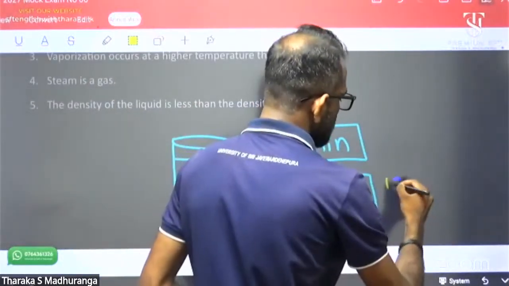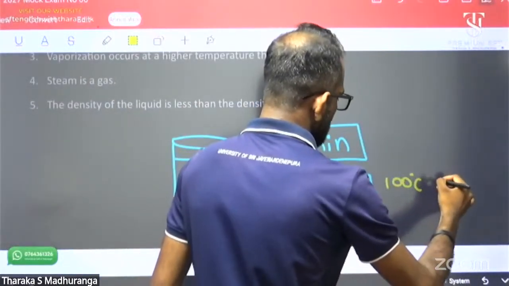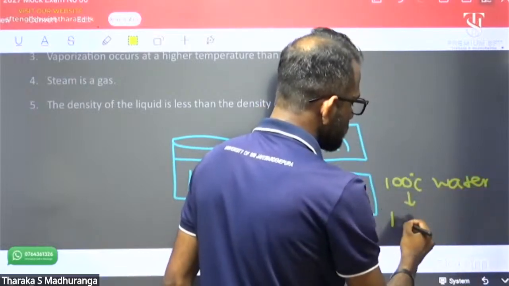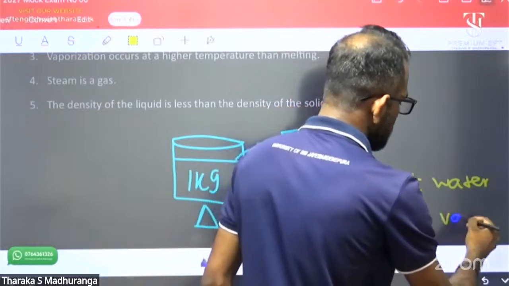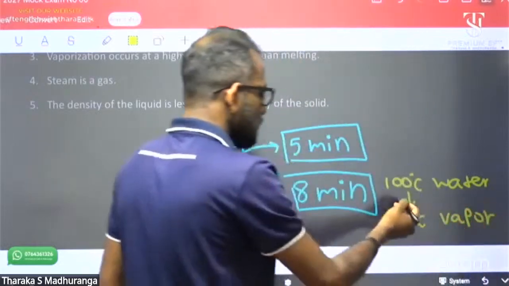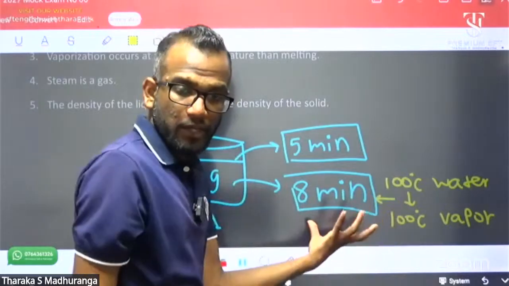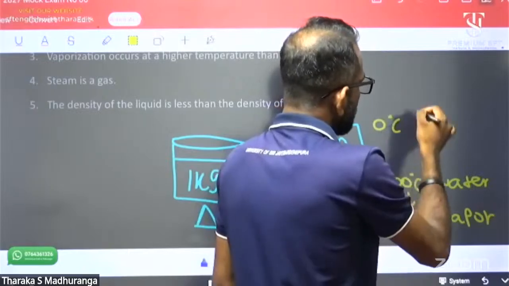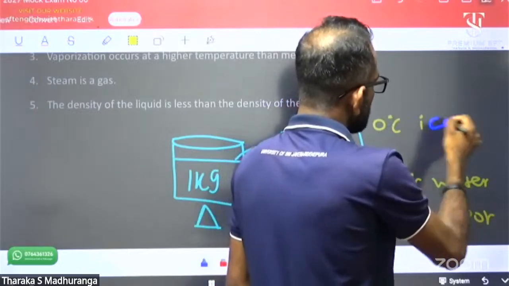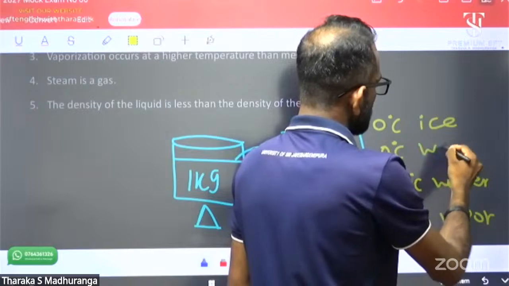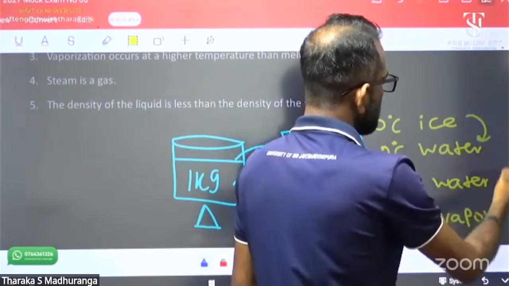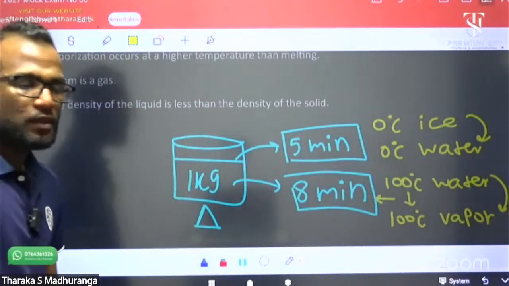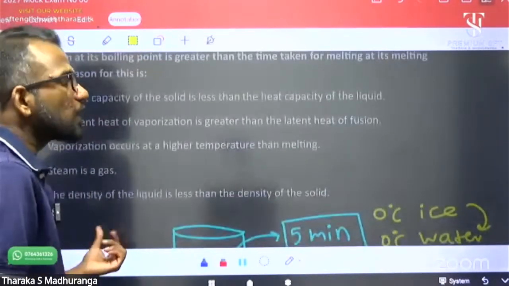100 Celsius water to convert into 100 Celsius vapor. Time was 8 minutes, as an example. At the melting point, 0 Celsius ice to convert into 0 Celsius water, the same mass takes only 5 minutes.